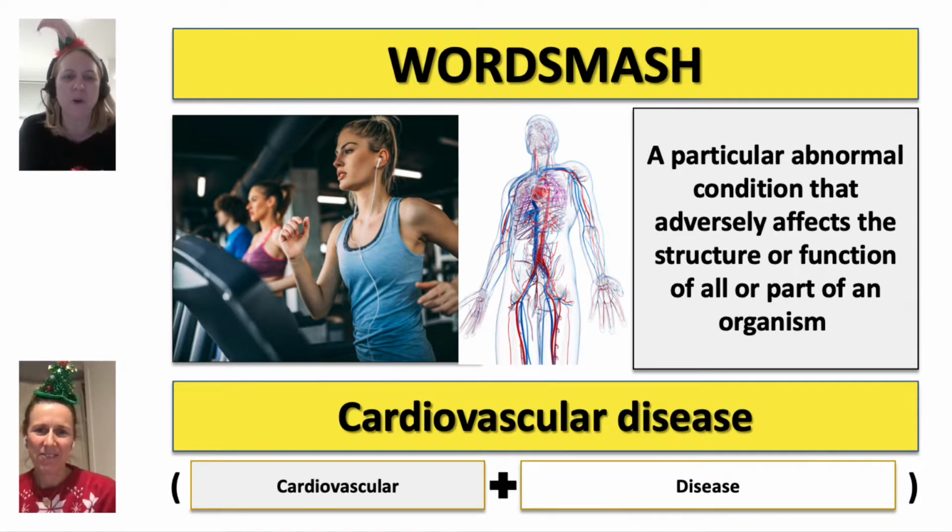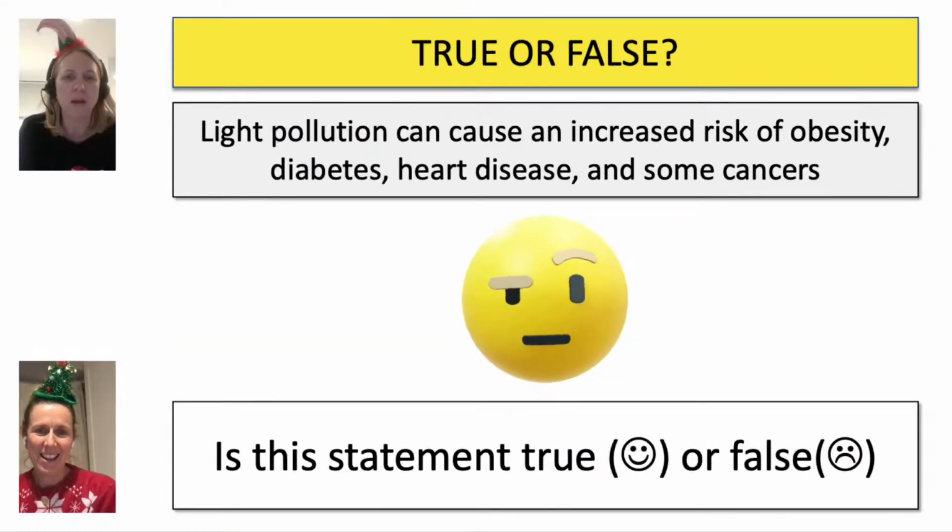Okay, so I think we've got maybe a true or false now. Last question. Quite nice. So this light pollution, we've actually talked about light pollution a bit earlier, haven't we, with the other types of pollution. So it can cause an increased risk of obesity, diabetes, heart disease, and some cancers. Is that statement true or false? What do you think, guys? Can light pollution do all of those things? Or does it just hurt your eyes? Can I have a true or false in the chat?